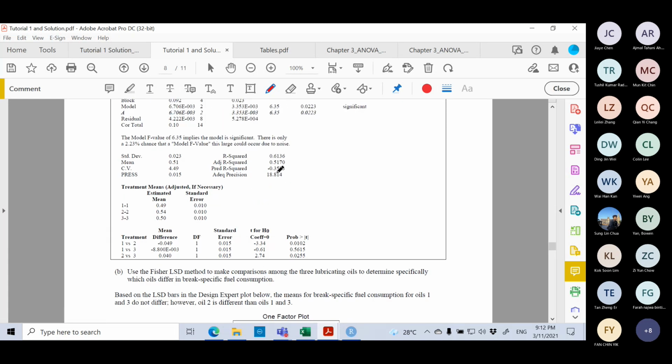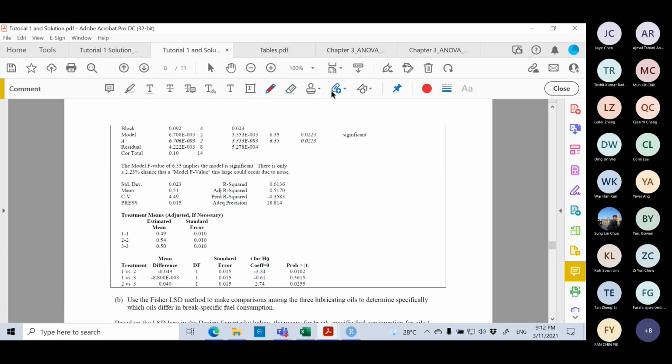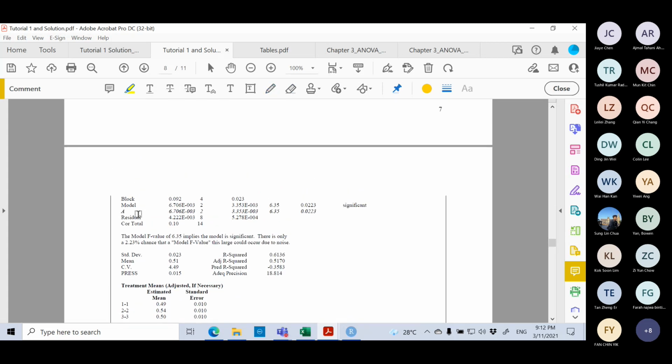Because from the analysis here, we found that we are testing the factor A here. This one shows you 0.0223. So this one will show you that there is a significant difference. They're using different oil, oil number 1, number 2, number 3. There is a significant difference in their mean. So we need to analyze it further.